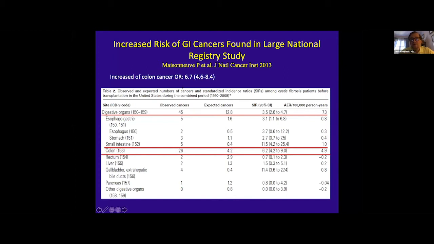So they came up with the finding that patients with CF, if they don't have a transplant, have basically an odds ratio 7 times higher than the general population for the same age of having cancer.